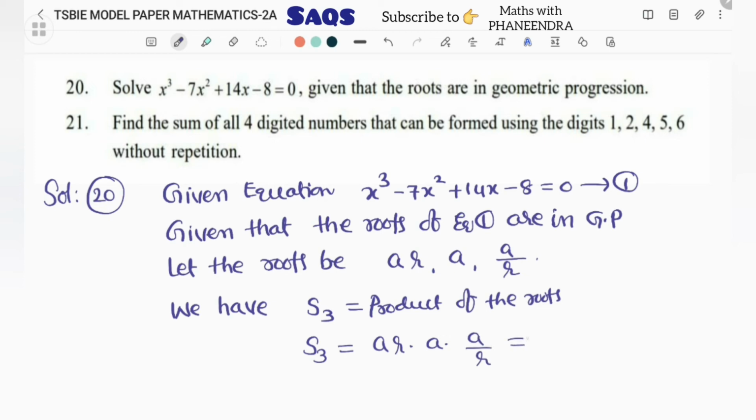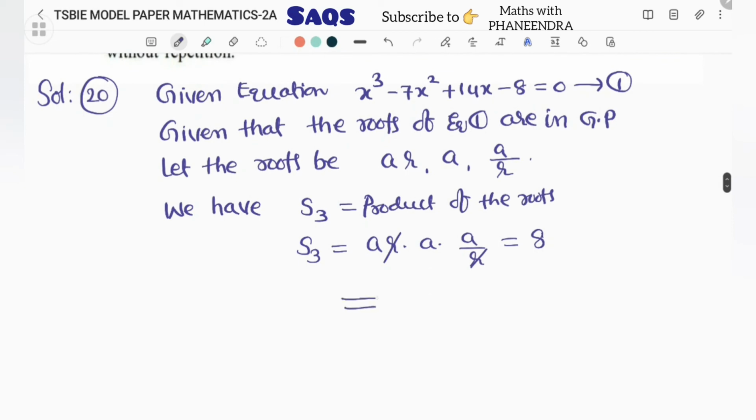For a cubic, sum of the roots is minus B by A, product of the roots taken 2 at a time is C by A, and the product of the roots is minus D by A. So minus of minus 8, plus 8 will come. Here R gets cancelled. A into A into A is A cube, that is equal to 8. That can also be written as 2 cube. A cube equal to 2 cube implies that A is equal to 2. So A is also one of the roots now.